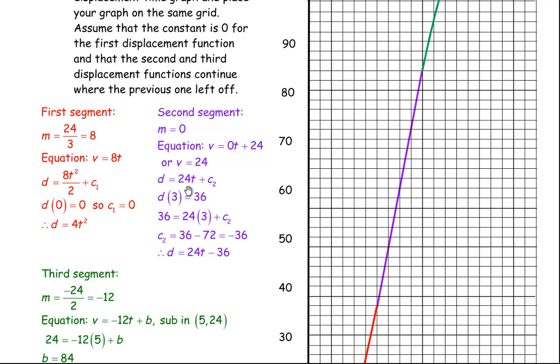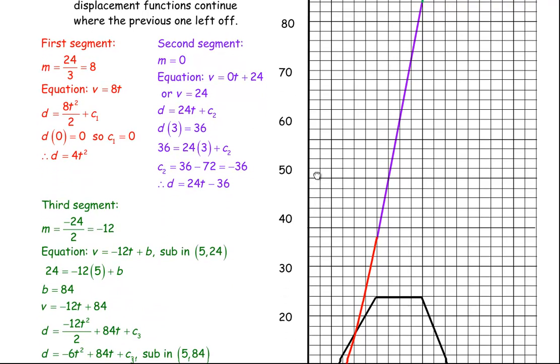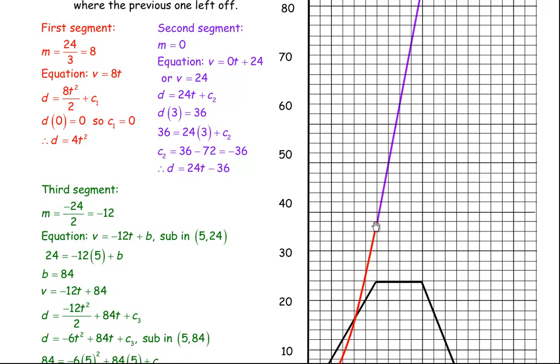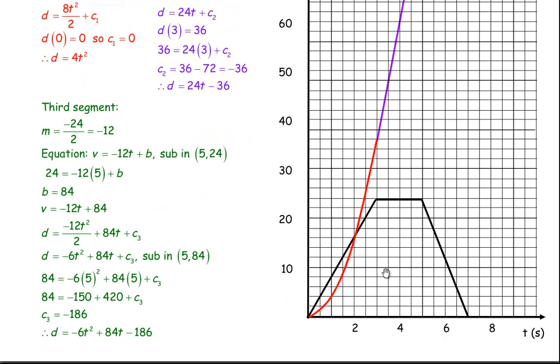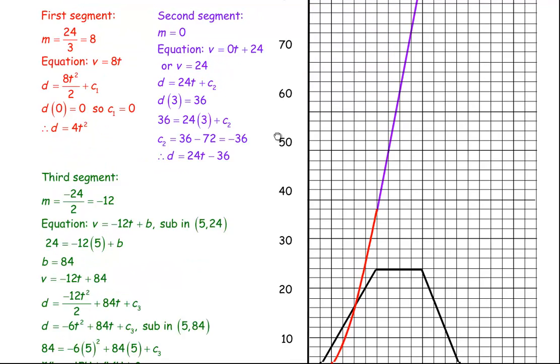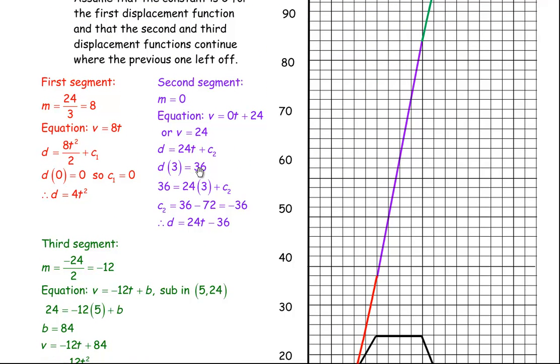So to find the displacement function, it's 24t that you differentiate to get 24. So d would be equal to 24t plus, I'll call it constant 2. Now, the way we find that constant is this second part of the graph must start where the last part ended off. So remember, at 3 seconds here, we had a displacement of 36 meters. And so d of 3 would equal 36.